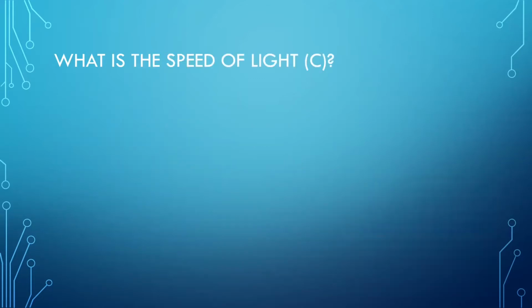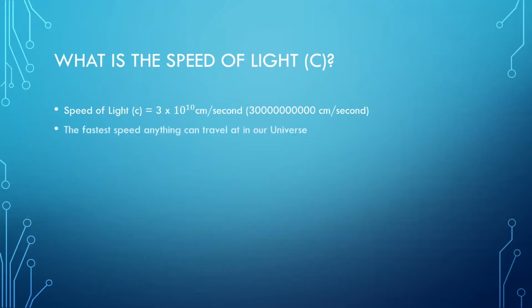And so let's think about, what is the speed of light? You may have heard some about the speed of light, but why is it so important to us? First, the speed of light, which is represented with the letter c, is equal to 3 times 10 to the 10th power centimeters per second, or 3 with 10 zeros. That's a really big number.